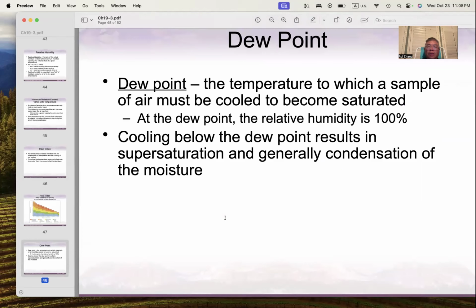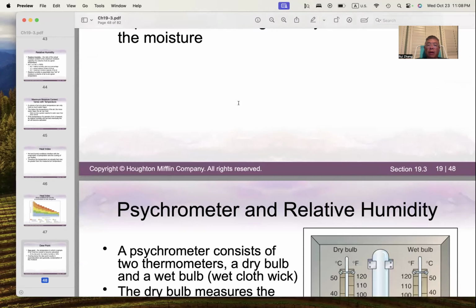So if the temperature is below the dew point, the air cannot hold that much water, so the water will come out. That's what you see in the morning on the grass. You see the dew because of that.